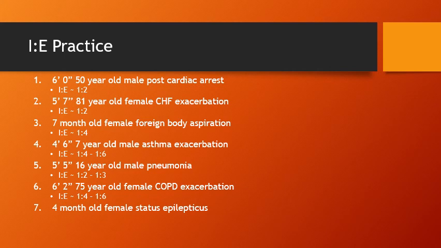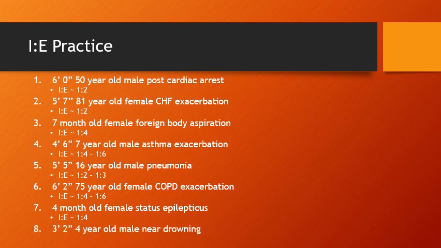Patient number 7, our 4-month-old female with status epilepticus. Go ahead and pause the video and decide what an appropriate I to E ratio would be for her. And again, this patient is kind of like patient number 3, so an infant. We know that for our child patients that 1 to 3 to 1 to 4 is appropriate, but since she is on the very low end of that child range, we can go with a 1 to 4 ratio for this patient.